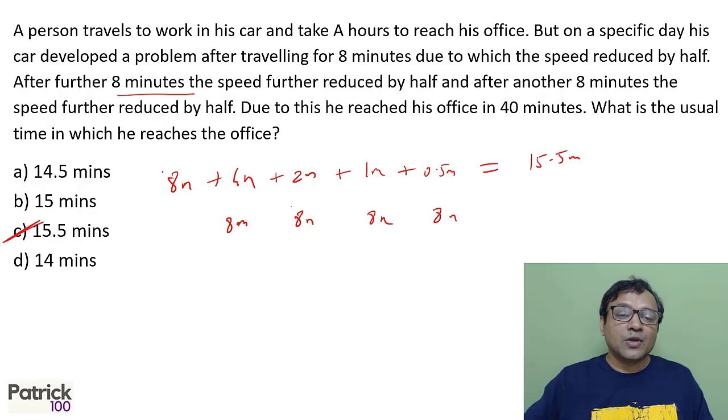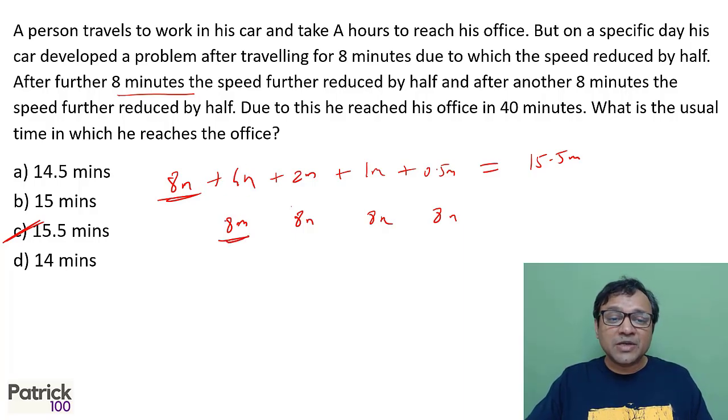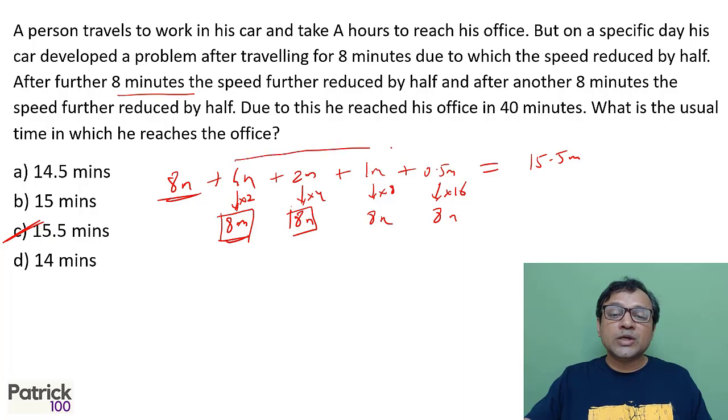I'll repeat this again. First 8 minutes at normal speed. Next 8 minutes at half the speed. If you halve the speed, the time taken is double, so double the usual. Further half means 1/4 the speed, so the time taken will be 4 times. The same continues: 8 times, 16 times. From that you can find the usual time taken to travel those distances. So take 4, 2, 1 and 0.5 minutes. Adding those times will directly give you 15.5.